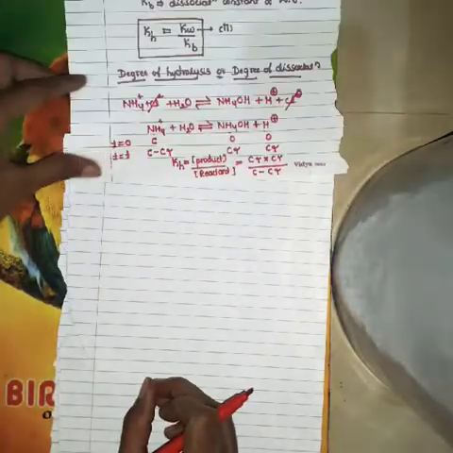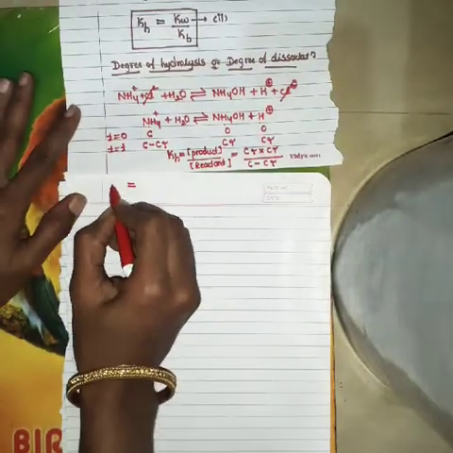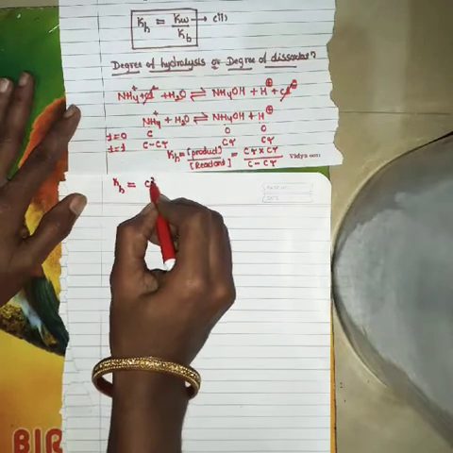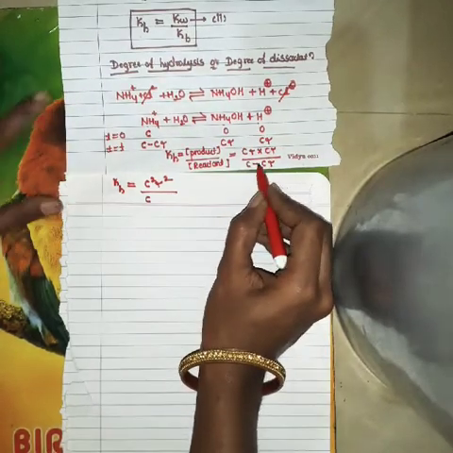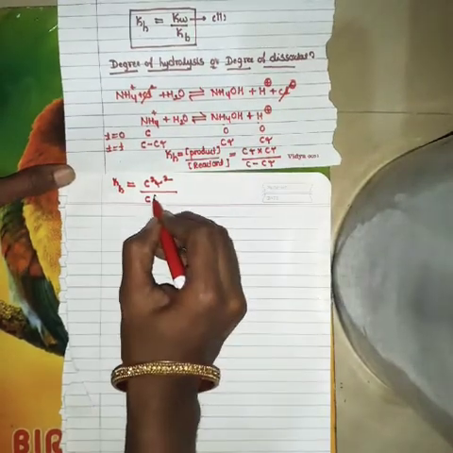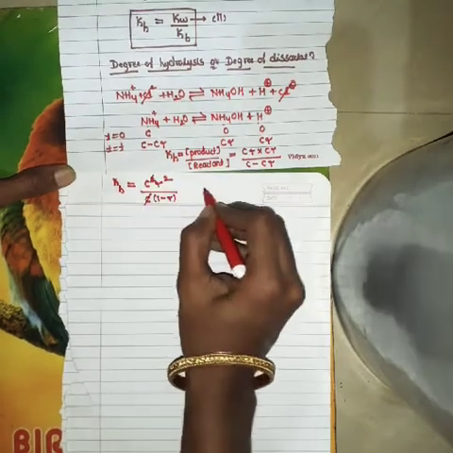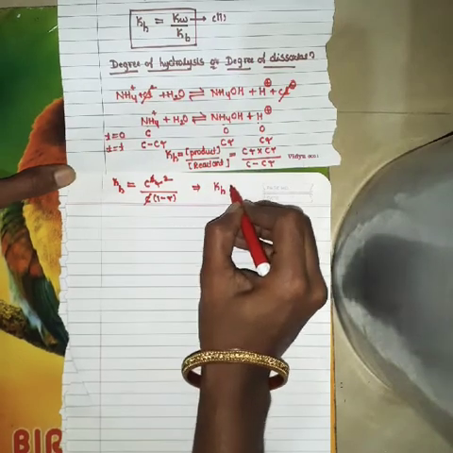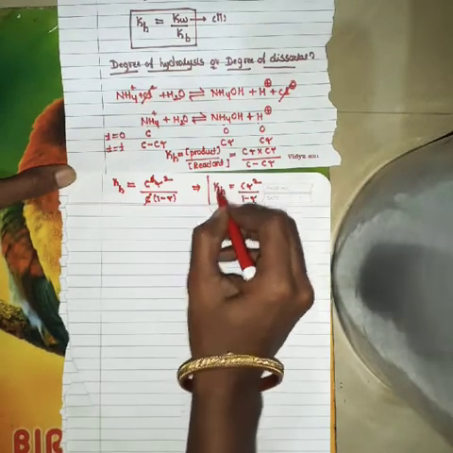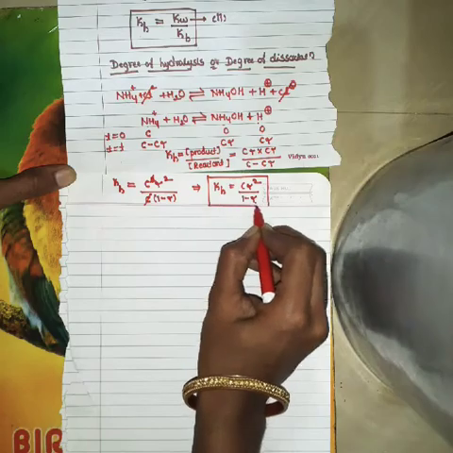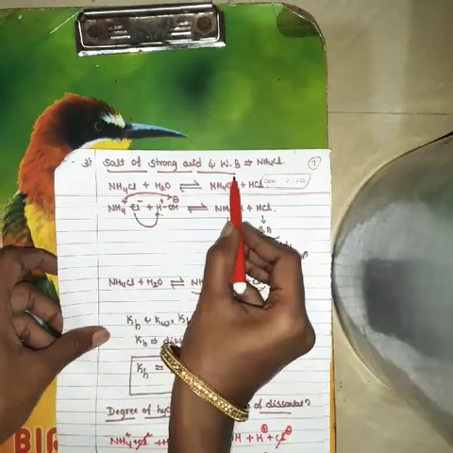Continuing by simplification, C alpha into C alpha becomes C alpha square. Kh is equal to C square alpha square divided by, taking C common in the denominator, C into 1 minus alpha. Cancelling C, Kh becomes C alpha square divided by 1 minus alpha. This is the hydrolysis constant of the third salt, that is, strong acid and weak base.